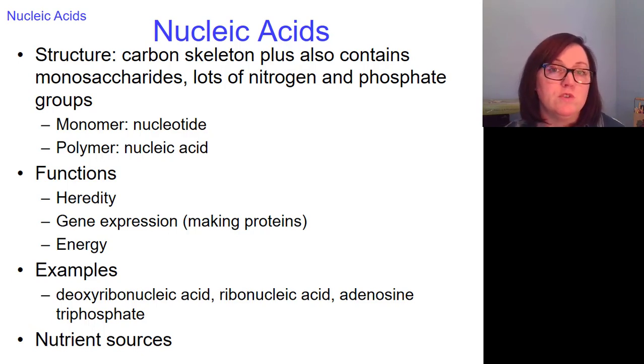In terms of nutrient sources of nucleic acids, this is an area that we're less familiar with, just because when you look at a nutrition facts panel, you see things like proteins and carbohydrates and fats, but you don't see nucleic acids. So nucleic acids are in the foods that we eat, but they're not there at a level that's very significant nutritionally, so it's not included in a nutrition facts panel. But most of the foods that you're eating contain nucleic acids, like fruit, for example.